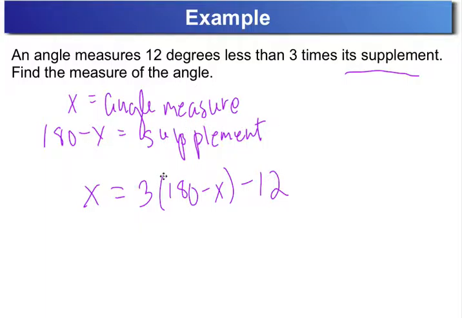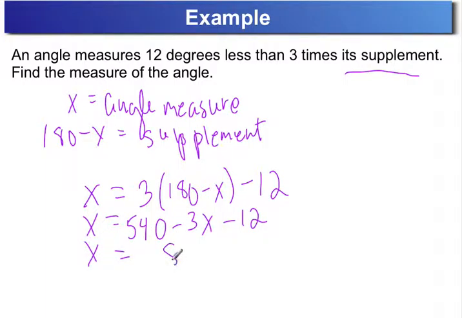Now, we got to solve for x. So I'm going to distribute the 3. That's 540 minus 3x minus 12. Now we'll combine like terms. That's 528 minus 3x, I hope. Let me check my work here. Yep, that's correct. Now we're going to add 3x to both sides.